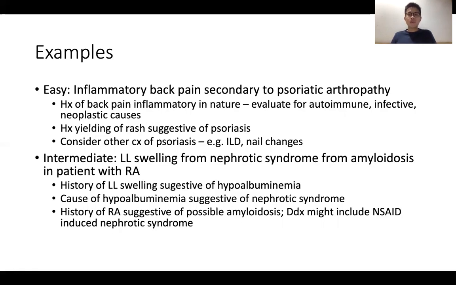And then you move through to the next door and to the next floor where you're evaluating for features of psoriasis. That's when you start asking for any breathlessness that may be associated with interstitial lung disease, any new changes or associated features.